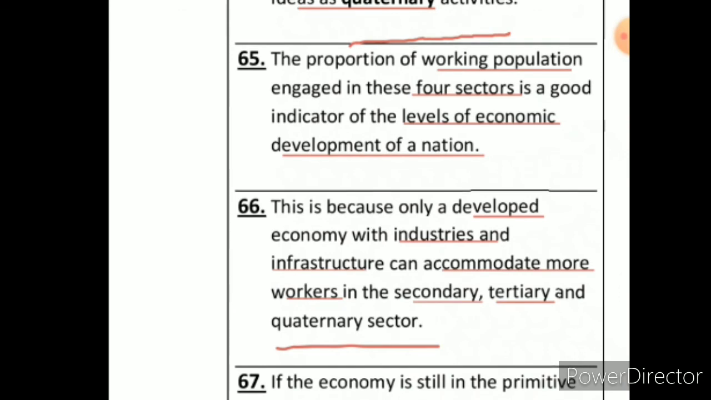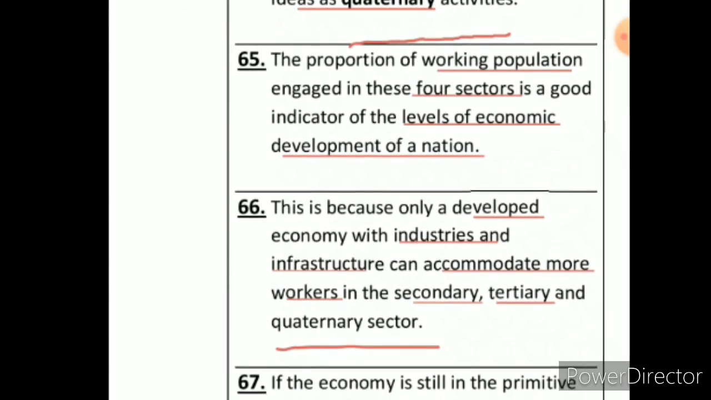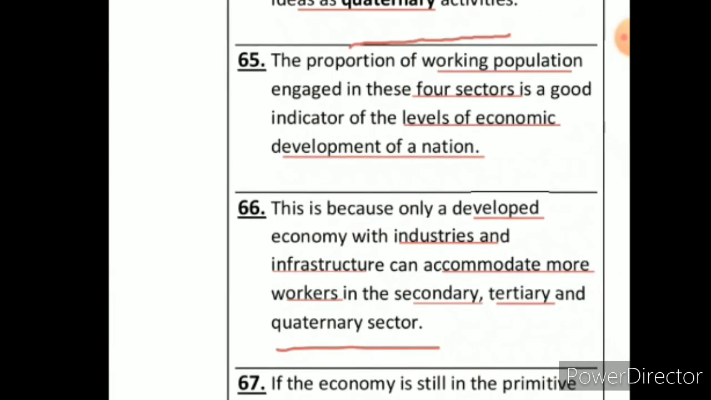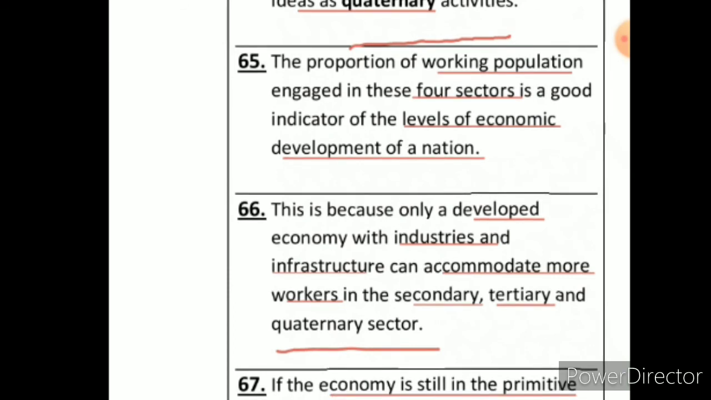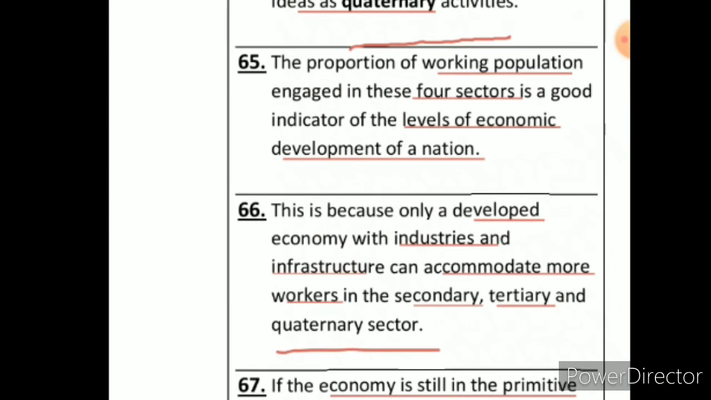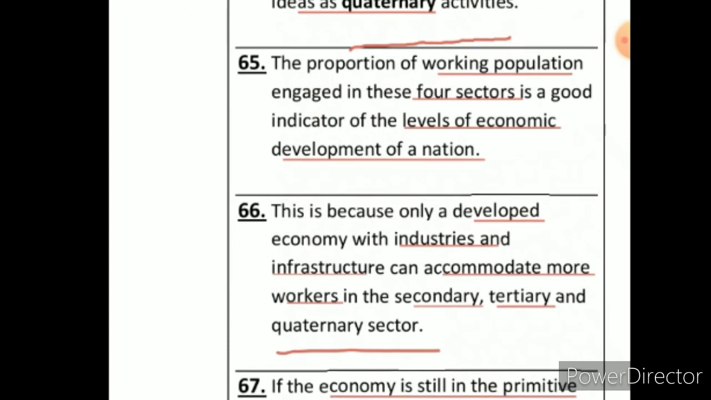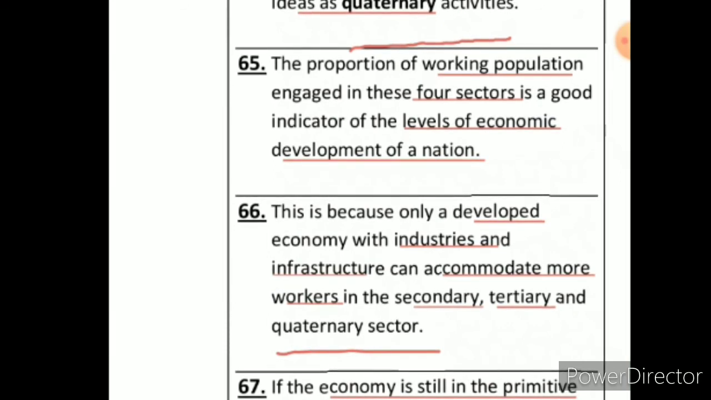Whenever you have to define a developed economy, you will say many industries are there, good infrastructure is there. Good infrastructure can accommodate what? More workers, right? Then we have secondary, tertiary and quaternary activity. But if the economy is still in a primitive stage, with people at old primitive stages, then what occupation will people be engaged in? People must be engaged in primary activities.